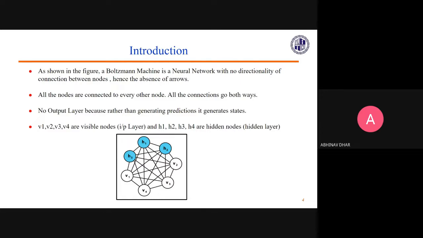Therefore, a Boltzmann machine is a neural network with no directionality of connection between the nodes, and therefore, as you can see in the figure, there are no arrows. So every node is connected to every other node, and all the connections are going both ways. The hidden nodes here can be represented as H1, H2, H3, and the input nodes, which are also called the visible nodes, are V1, V2, V3, and V4. Now, Sukrit will talk about a few basics about Boltzmann machines.